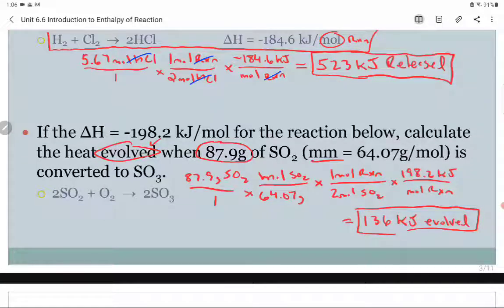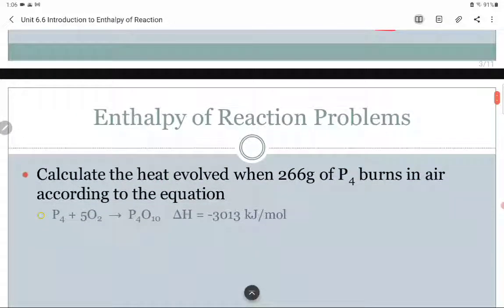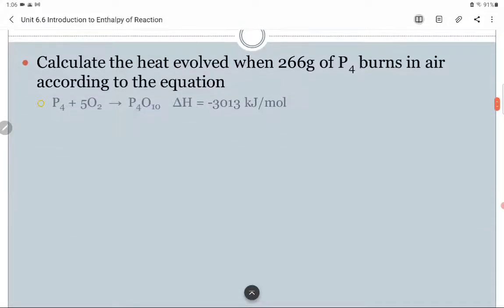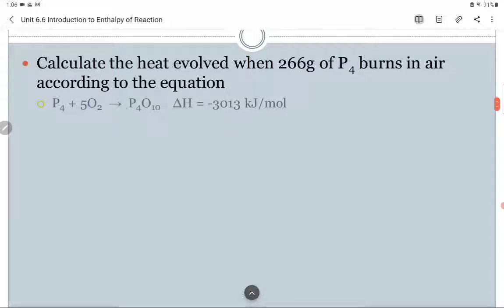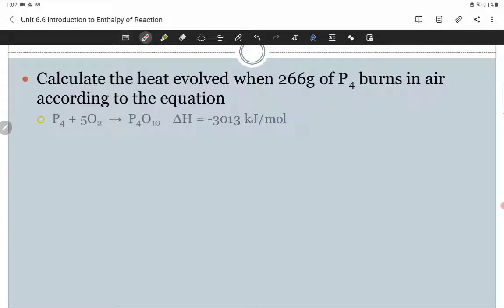So again, factor label can get you pretty far in this course. I think we're going to be able to use it again. I don't think I'm going to need all that room here, but let's jump in. So you could jump in with the 3013 or negative 3013, but it uses the word evolved again. So we're going to leave the negative out of that delta H. So I'm going to start off with the 266 grams of P4.